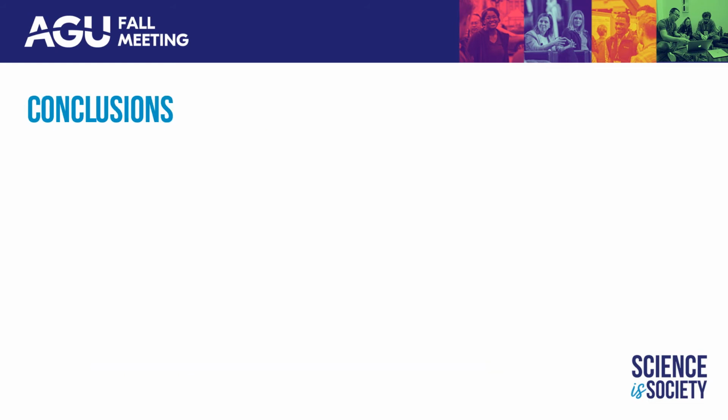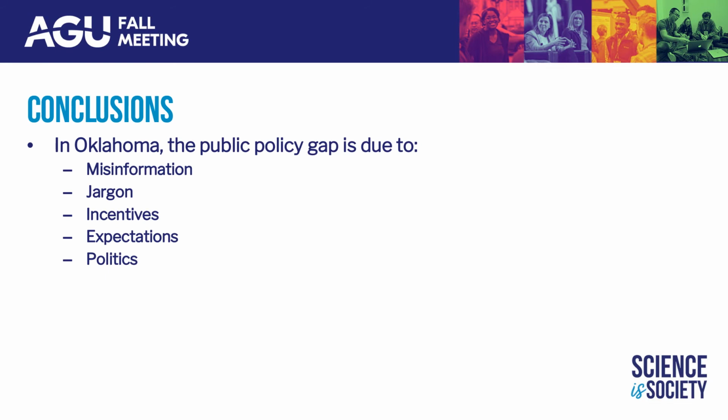And so that brings us down to the conclusions. Again, there are a variety of reasons why there remains a public policy gap in Oklahoma. This includes misinformation, such as policymakers sharing scientific misinformation on a social media platform. This includes jargon, differences in incentives, differences in expectations, and differences in politics.